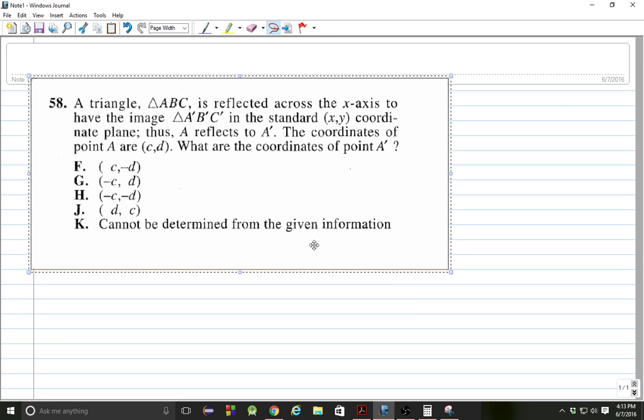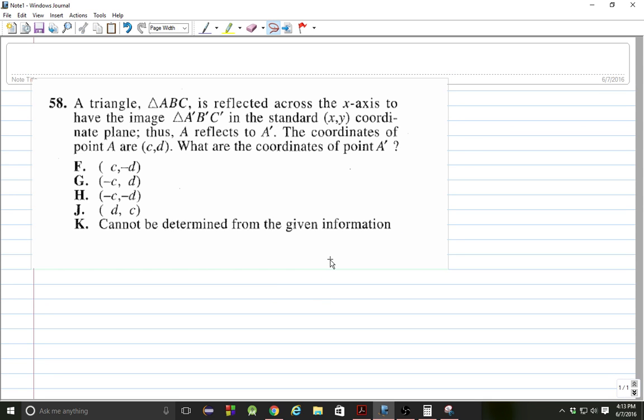A triangle ABC is reflected across the x-axis to have an image A prime B prime C prime in the standard xy coordinate plane. Coordinates of point A are c, d. What are the coordinates of point A prime? Okay, so let's just draw a little bit of a picture of this. We have a triangle over here, and we reflected across the x-axis, which is over here.